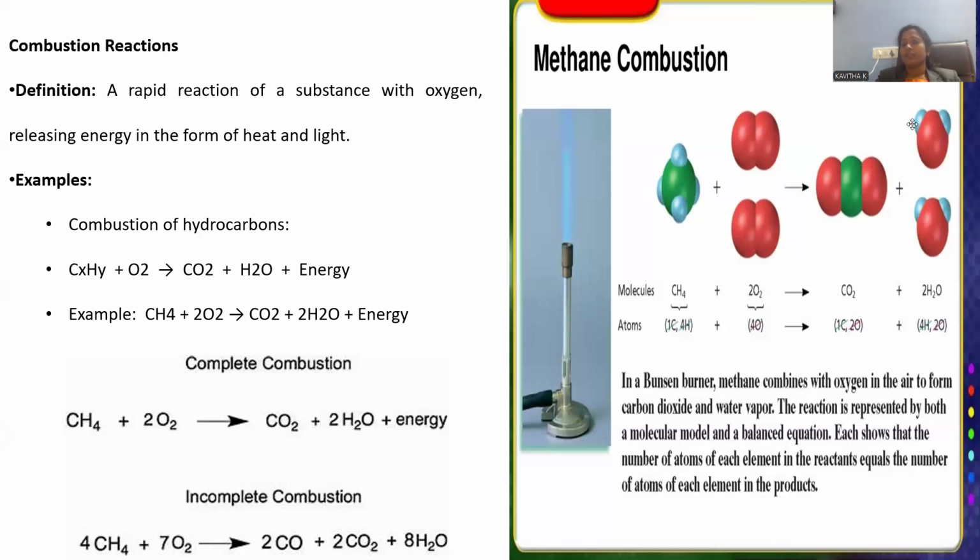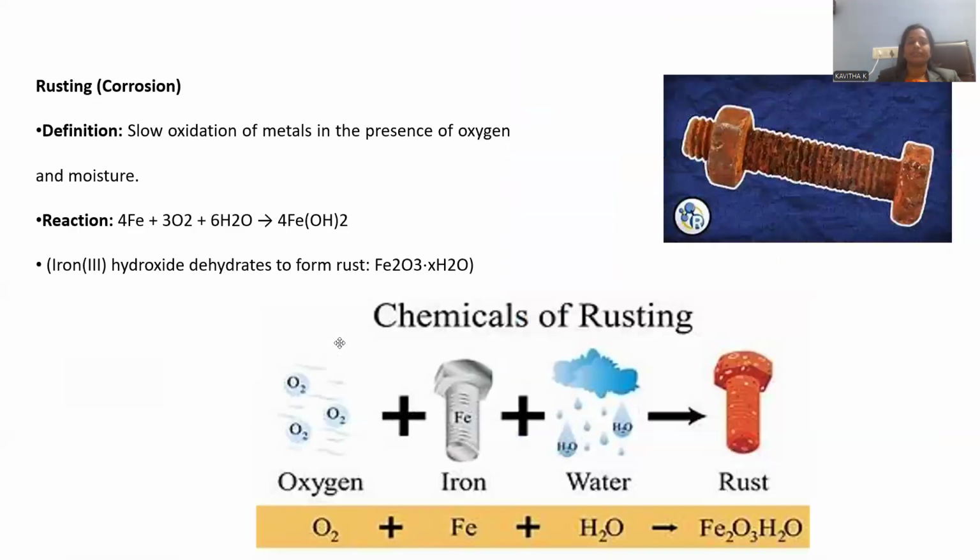And here is the water, where the red lobe indicates oxygen, and these two blue lobes are hydrogens. There is a provision for 2 moles of water, so two water molecules are shown. This is the entire diagrammatic representation for a better understanding of this combustion process. Hydrocarbons upon combustion give carbon dioxide and water as the combustion products, in addition to a lot of energy generation.